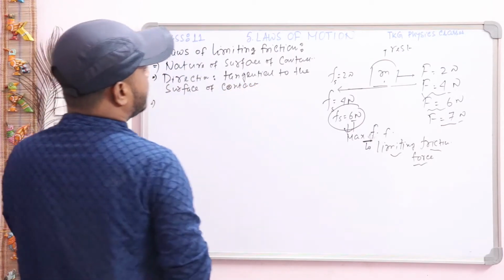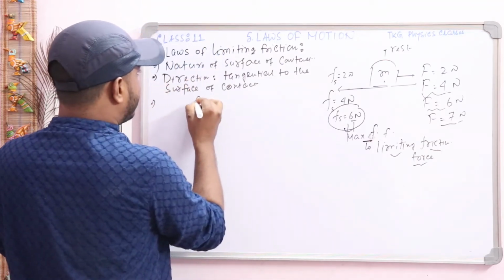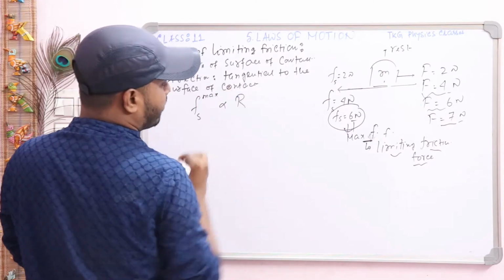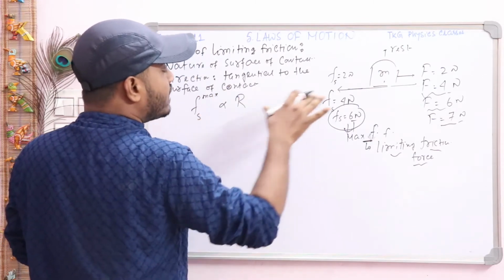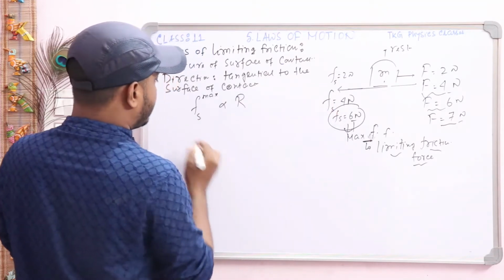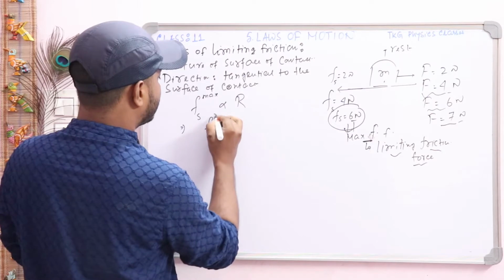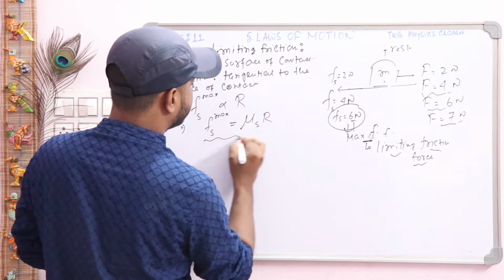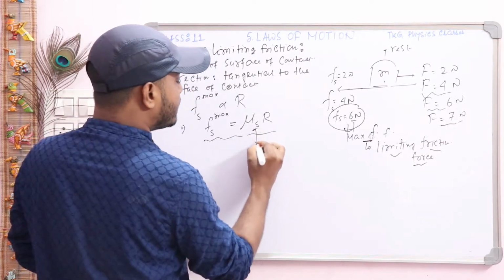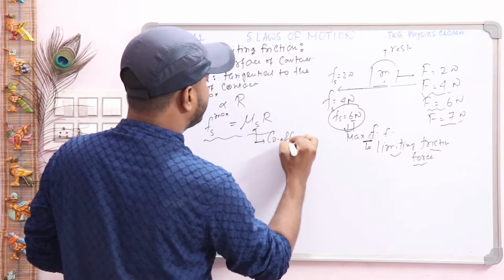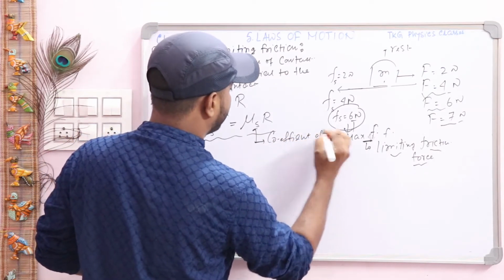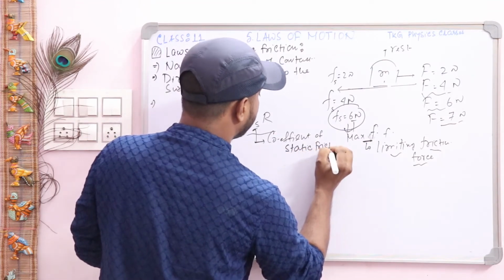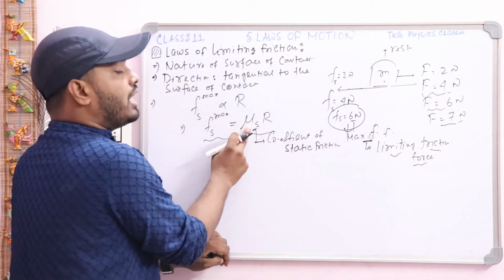Third point is very important: the limiting frictional force Fs max is directly proportional to the normal force, like the laws of kinetic friction. So Fs max is equal to mu s into R. This mu s is a constant, and it is known as the coefficient of static friction, or you can say the coefficient of limiting friction also.